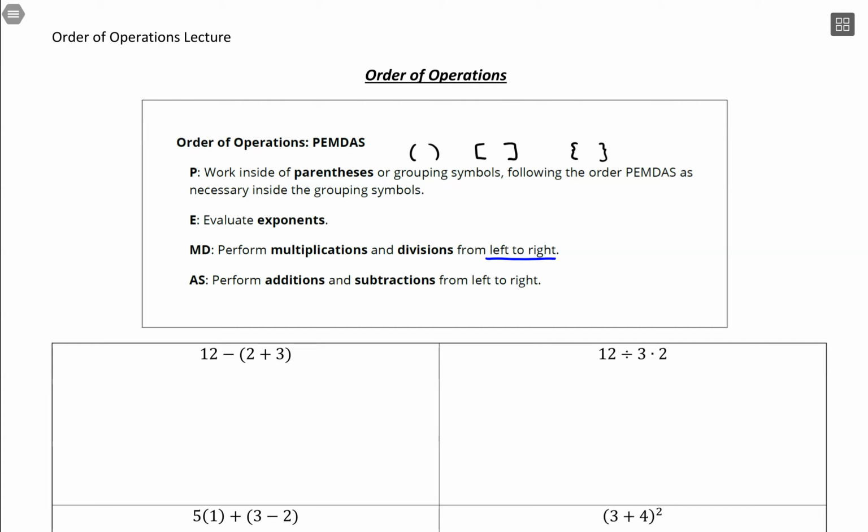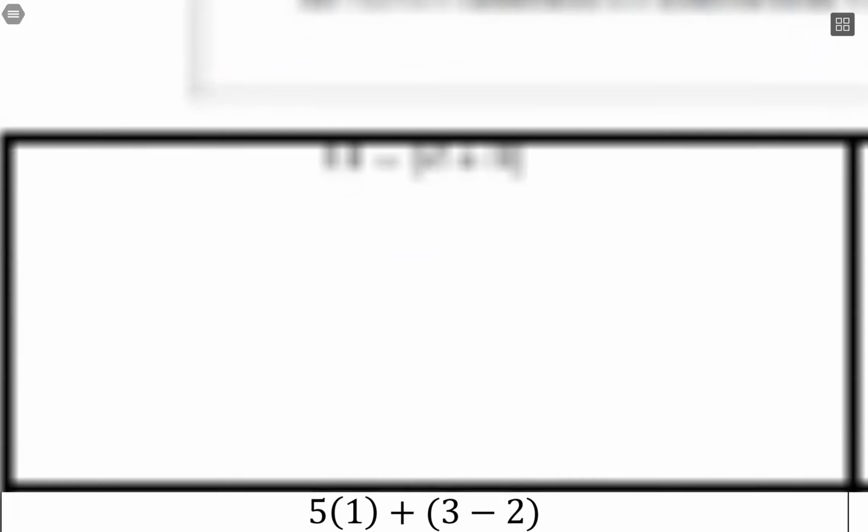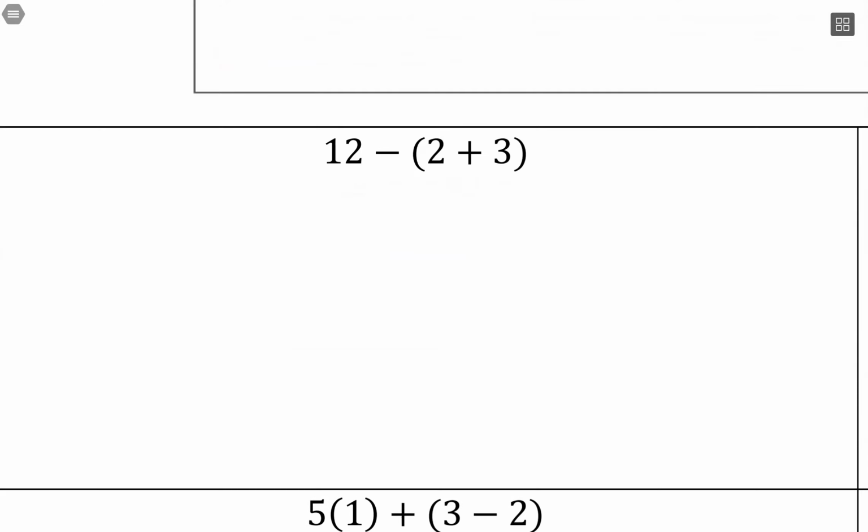Same thing is true of the A and S at the end, so addition and subtraction. We perform those at the same time as well, just reading from left to right. So that's PEMDAS. Let's take a look at how this works. So with this first example here, what I can do is see that we have parentheses. So with the parentheses, I want to simplify what's inside first.